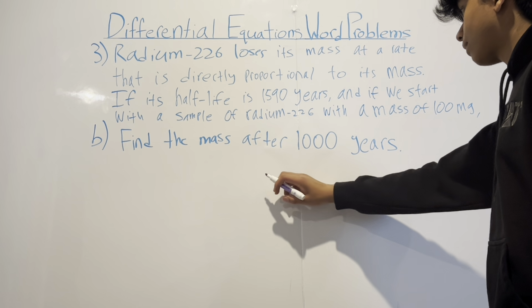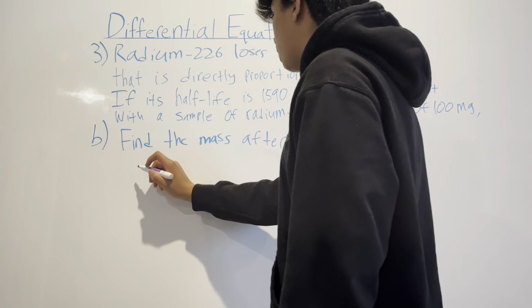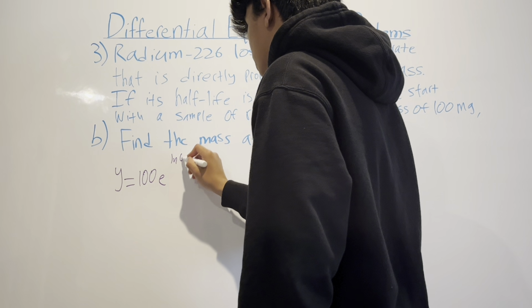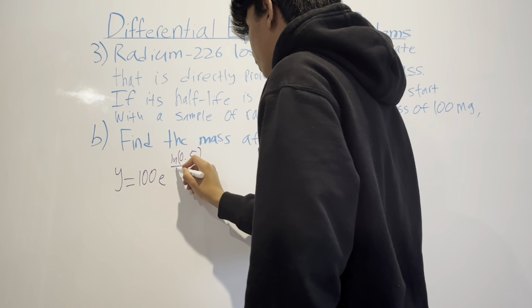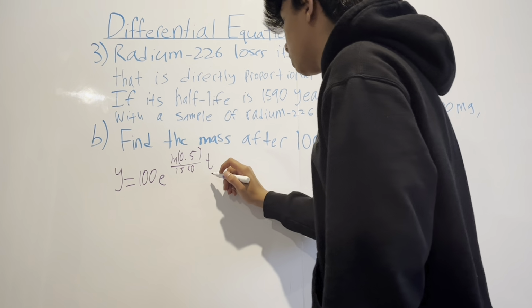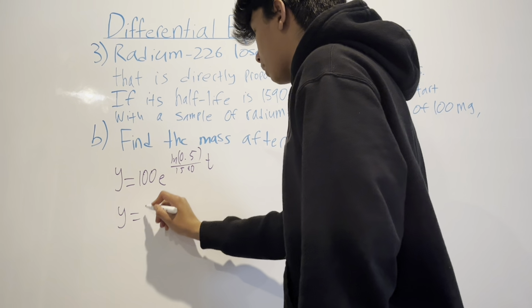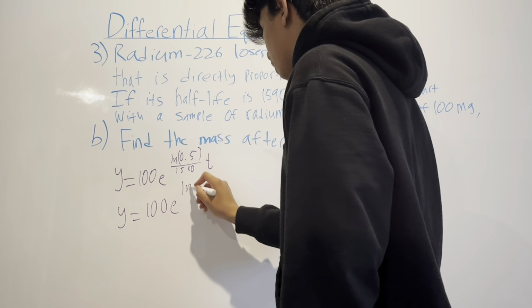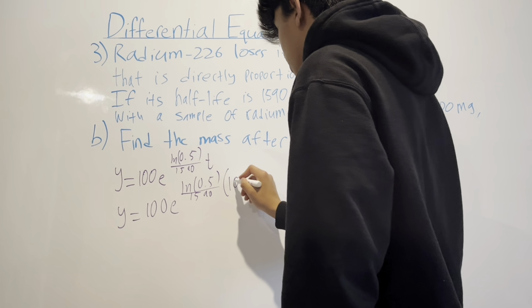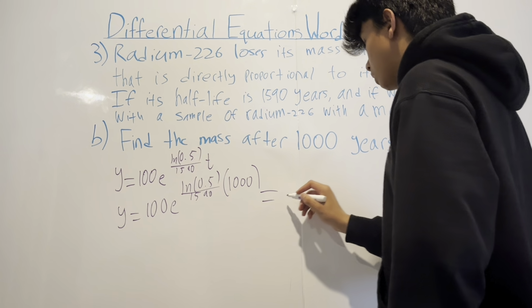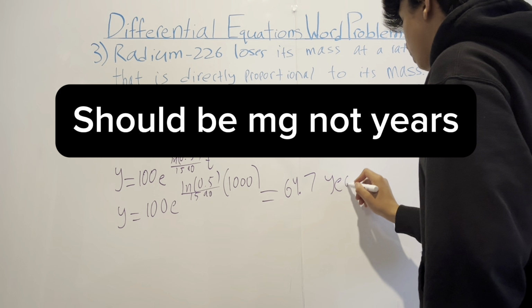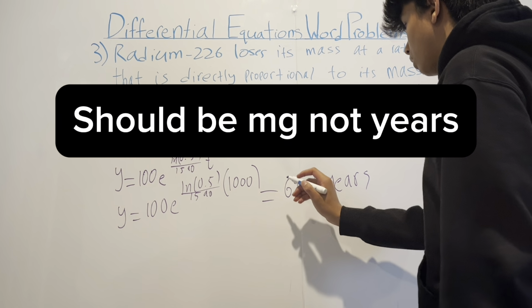Part B, we have find the mass after 1,000 years. So from our equation, y equals 100 e to the ln 0.5 over 1590 t, we basically have to replace t with 1,000 and solve for y. So y equals 100 e to the ln 0.5 over 1590 times 1,000. So this is the exact answer, but if you plug this into your calculator, you'll get 64.7 milligrams. And this is the final answer.